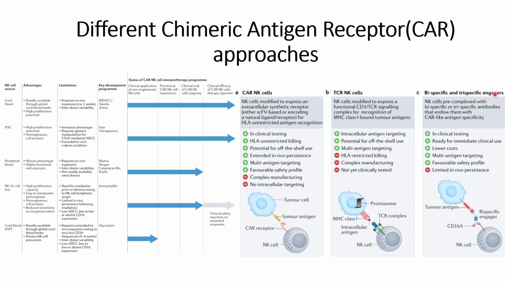Next is bispecific and trispecific engagers. In this case, the NK cells are transduced with two or more tumor antigens, as can be seen in this figure, such as CD16A and other tumor antigens, so that the NK cell efficiency can be improved and it can target different tumors that have different kinds of antigens present. But the disadvantage is that it has limited in vivo persistence. These cells are not able to survive in vivo because of the short half-life. They get easily cleared by the human or patient's immune system.